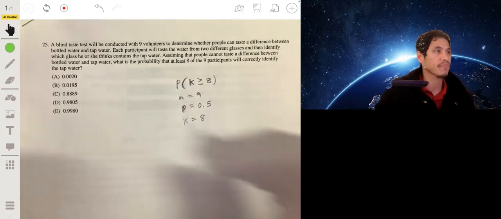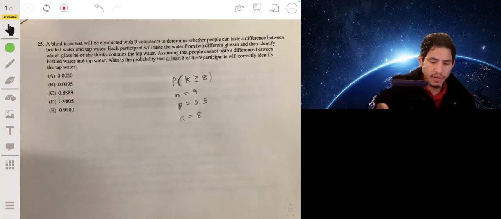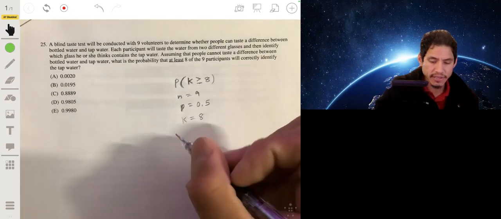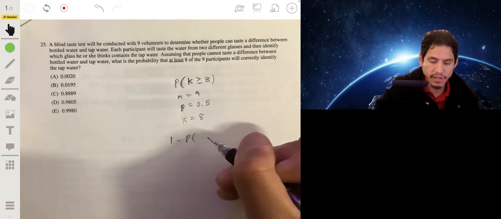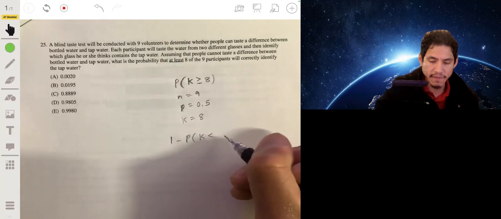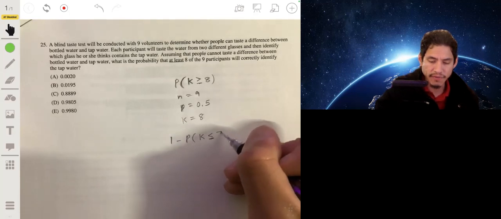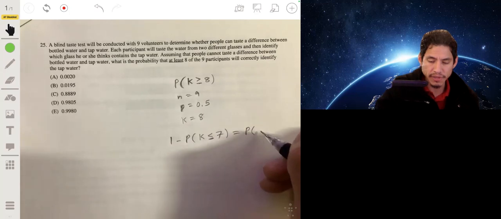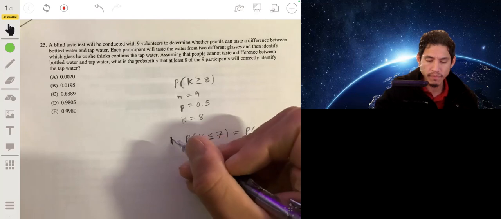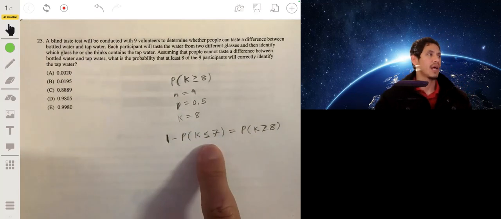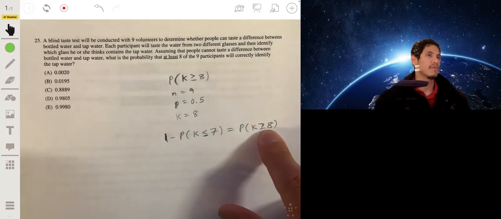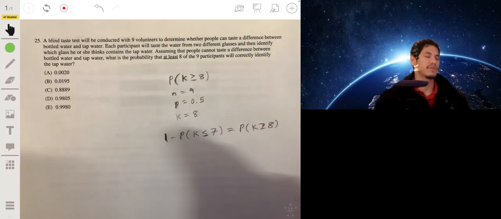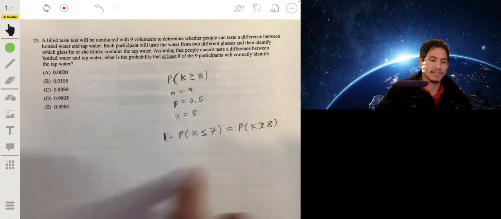So NPK. So the probability that k is greater than or equal to 8, that's the same as 1 minus the probability that k is less than or equal to 7. Now, the reason I'm doing it this way is because your calculator can't calculate the probability when you're talking about greater. It can do it for less than though.